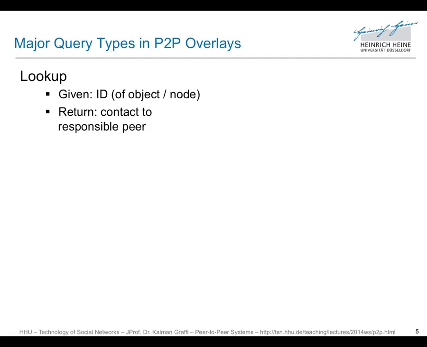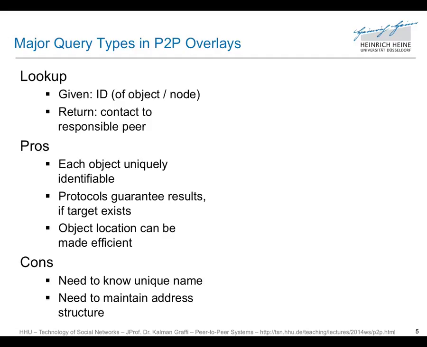So on one side we have the lookup. This is like a URL where you define the ID of the object that you want to have, and the overlay gives you the node which has that, which is responsible for this ID. So like the URL, and you get the corresponding serving node. The good side is, it's like with the URLs, every object is uniquely identifiable, and if you type in that URL, this ID, then it is that specific object that you are looking for. And the network either gives you the document, or it's not available. So this is the ideal state.